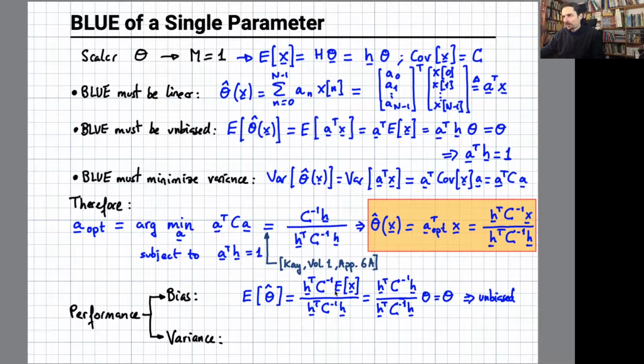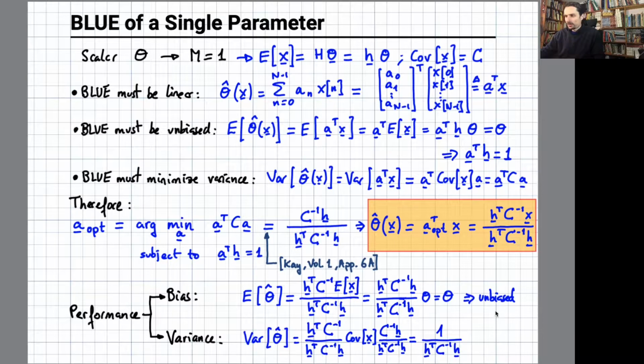And by using the assumption, we obtain that this expectation of x equals just h times theta, right? So we can express the expectation in this way, okay? And now both of these, the numerator and the denominator, cancel, and we obtain theta, right? Which establishes that theta hat, the blue estimator, is unbiased. All right. This is what we expected.